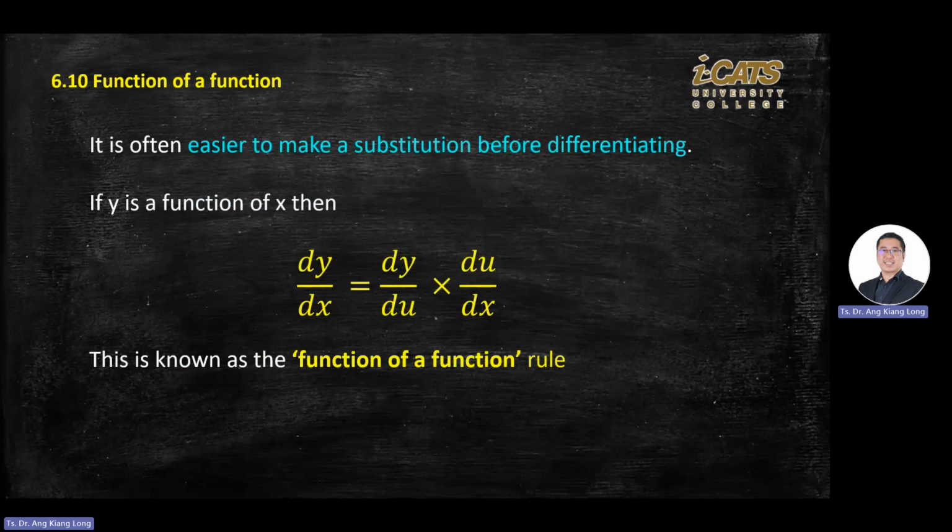For example, dy dx. You have one function that is in terms of time, and there's one function that is in terms of time and distance. So you can simplify it using this function of function rule, or we call it the chain rule. Okay, dy over dx equals dy du multiplied by du dx. Basically, if you cancel this equation, you still get dy dx.